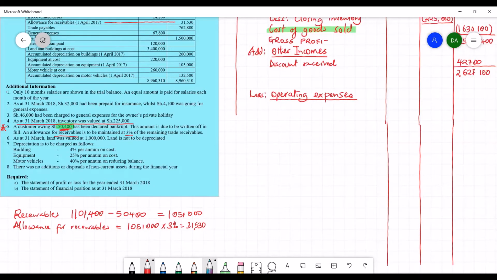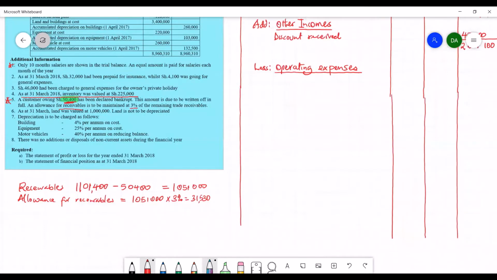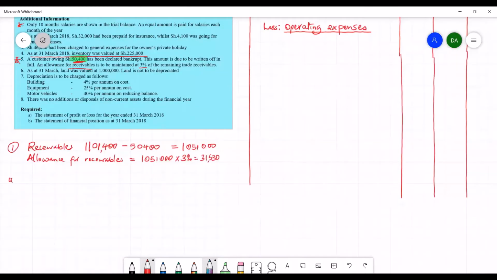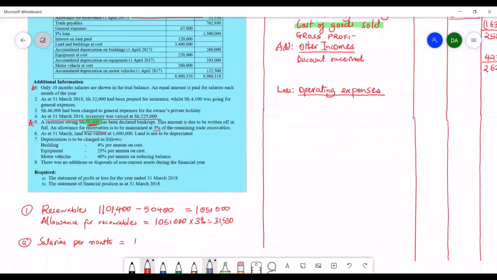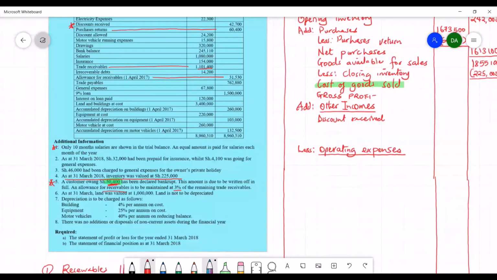Number one is about salaries. We're told that only 10 months salaries are shown in the trial balance. That is to mean in a year with 12 months, if only 10 months salary is shown, and we're told that salaries is equal for each and every month, that means 2 months are not yet shown. So we're going to say that salaries per month is equal to the salaries for 10 months, and the salaries for 10 months, in this case, is equal to this.